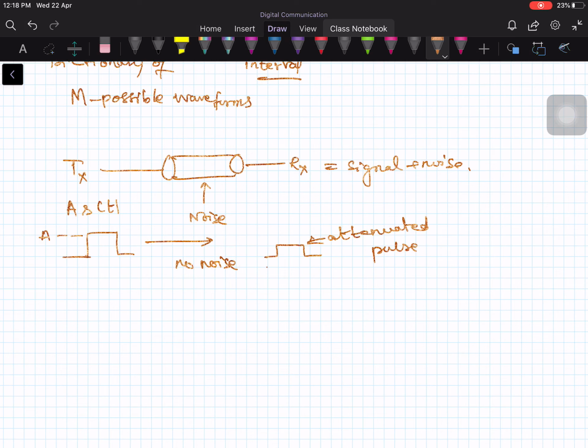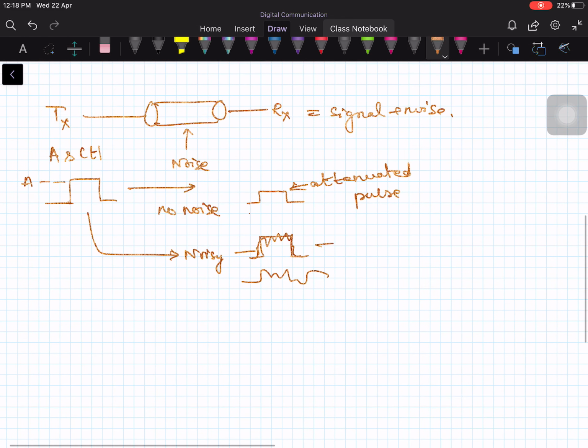Suppose you transmit the same pulse over a noisy channel. Then you will receive the attenuated signal, and it will also be somewhat distorted. So the signal will be like this, attenuated as well as distorted. Therefore your pulse is contaminated by noise, and we don't know which pulse was transmitted. That is secondary actually. First of all, we need to know whether the received signal contains either pulse plus noise or noise alone.